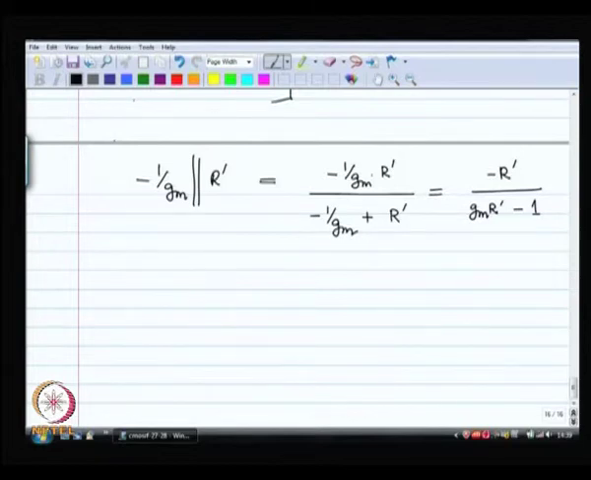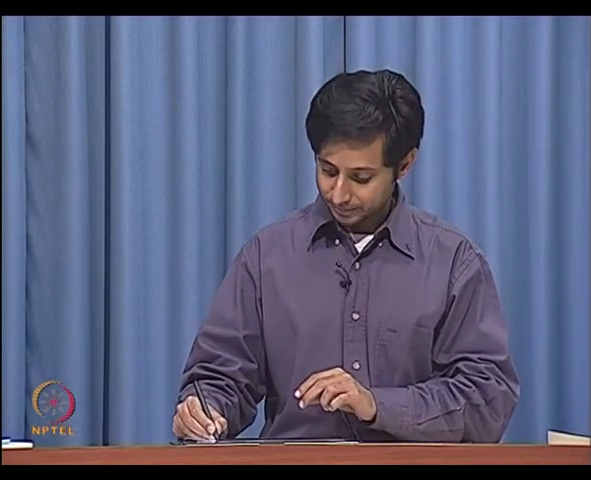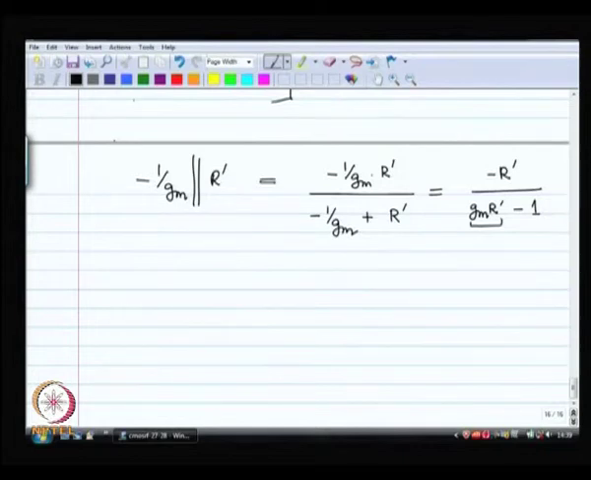So, what I am saying is let us make GM large enough, let us make GM very large. If I make GM very large, then GM times R prime is going to be more than 1. So, all I am planning to do is make GM times R prime more than 1. If GM times R prime is more than 1, then the quantity in the denominator is more than 0, that is, it is positive. If the quantity in the denominator is indeed positive, then I have got a net negative resistance.